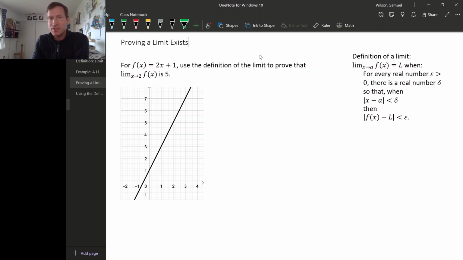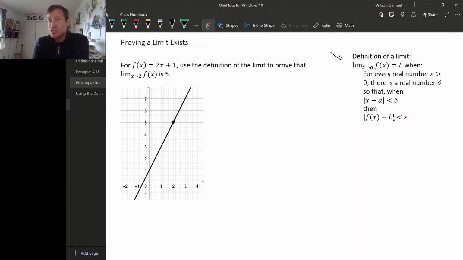Let's use the precise definition to actually prove that a limit is what we think it is. The example we're going to work with here is f of x equals 2x plus 1, and here's a graph of it. We're going to think about the limit as x goes to 2 of f of x. You can see that for this graph, clearly it's 5, just based on our intuition of what the limit ought to mean. But let's use the precise definition of a limit to see how we can use this definition to verify precisely that the limit is what we think it is.